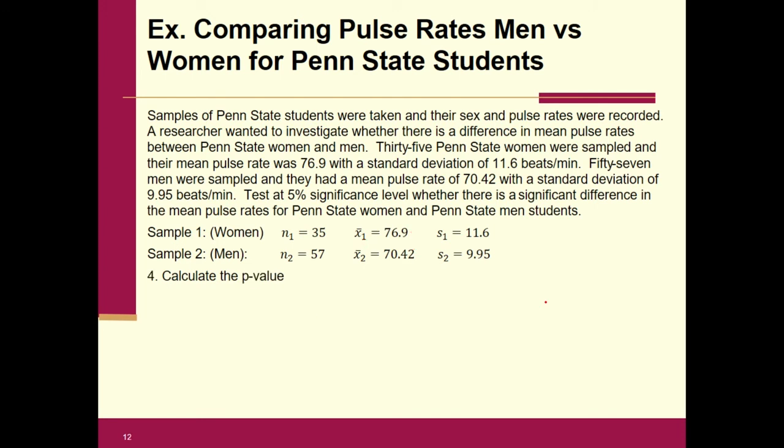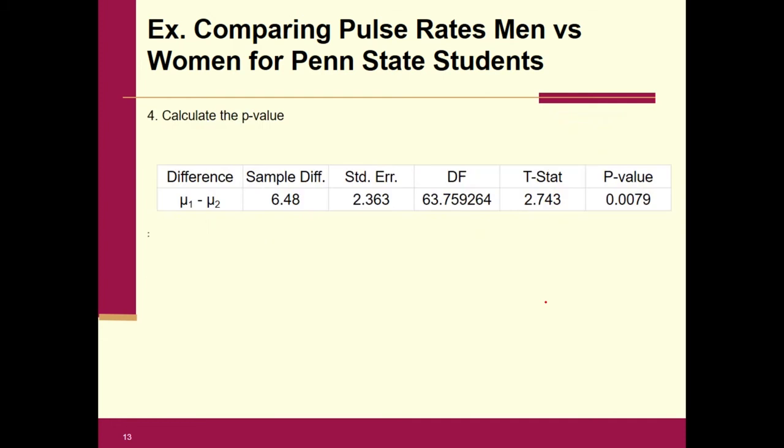Calculate the p-value. All right, so I went ahead and put all this information into StatCrunch, and I got a p-value of 0.0079.